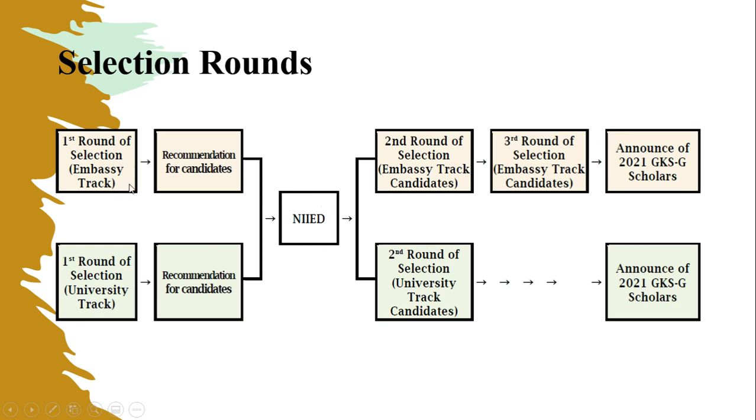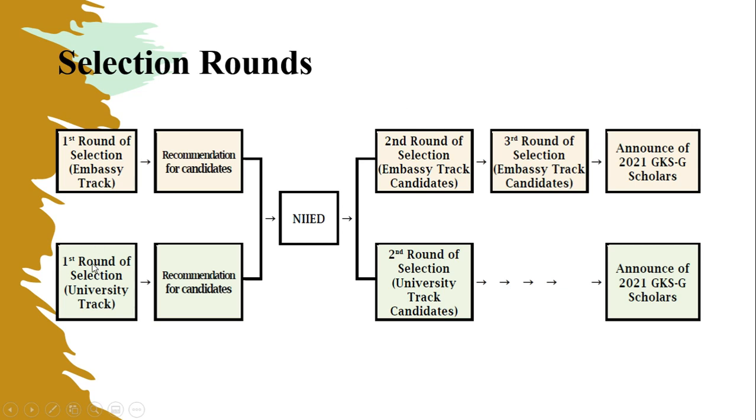And for the embassy track, they need one extra round of selection, because the embassy shortlists these candidates, and NIIED sends the documents to all the universities that you mention as your desired universities, or 3 universities, and then the universities will shortlist, and either they are going to accept this candidate or not. And then for the third selection round, the scholarship organization will either select you for the scholarship or reject you. So there is one extra round of selection.